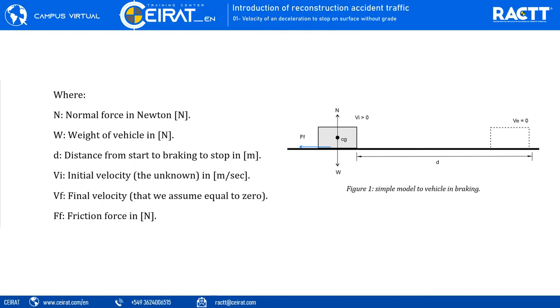Where N, normal force in Newton. W, weight of vehicle in Newton. D, distance from start of braking to stop in meters. Vi, initial velocity, the unknown, in meters over seconds. Vf, final velocity, that we assume equal to 0. Ff, friction force in Newton.